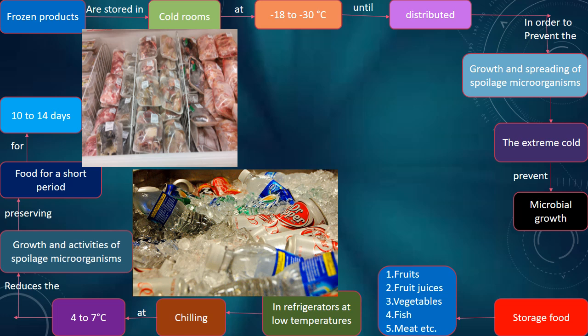In refrigerators at low temperatures, chilling at 4 degrees Celsius to 7 degrees Celsius reduces the growth and activities of spoilage microorganisms, preserving food for a short period of 10 to 14 days.